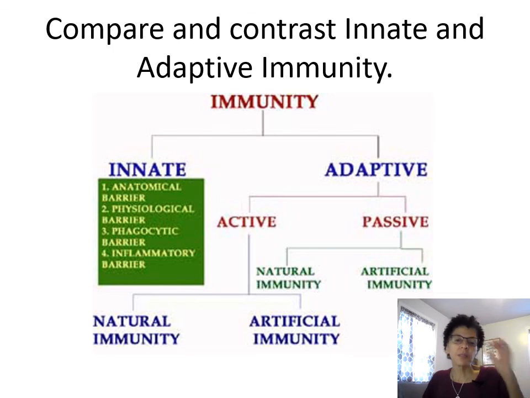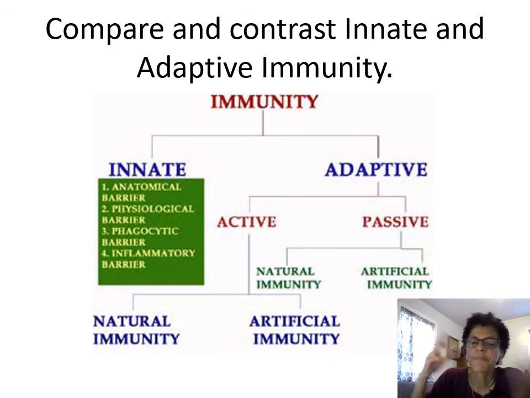Now with the immune system, that was, I think, everybody's least favorite organ system. So one of the things you want to be able to do is compare and contrast innate and adaptive, and we'll do that a little bit in a sec. And then, what are the events of the immune response?